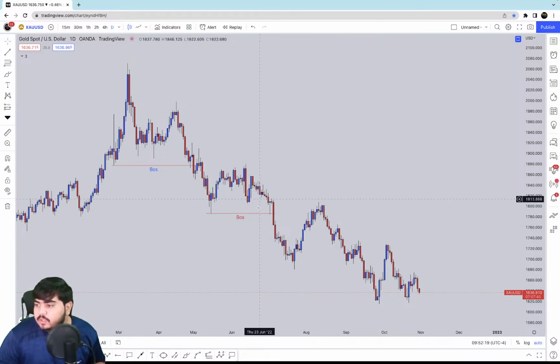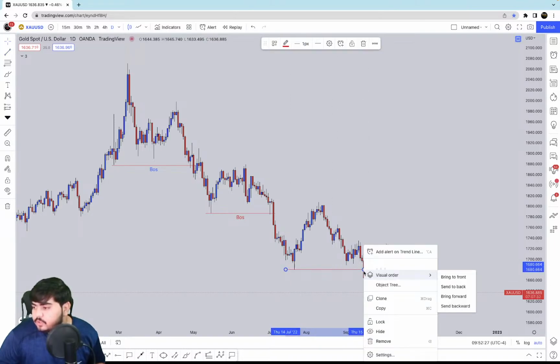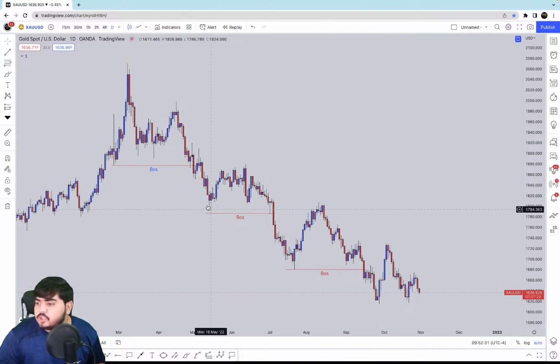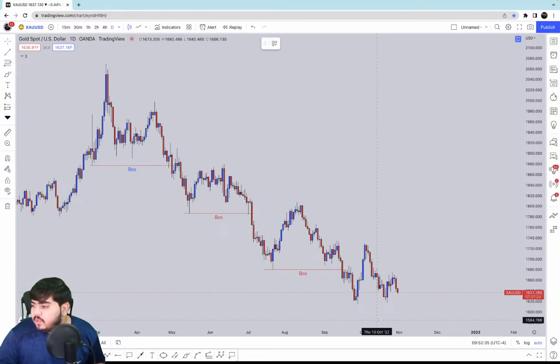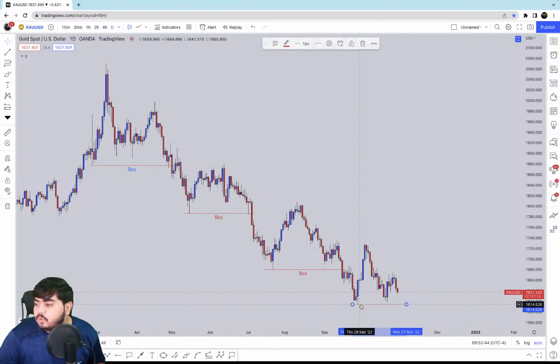So we have the market creating a lower low again, and another break of structure here toward the downside direction. So the market is basically making lower lows and lower highs. Very recently the market has created this low, and we are basically in a corrective mode after this lower low. So we are in a correction.